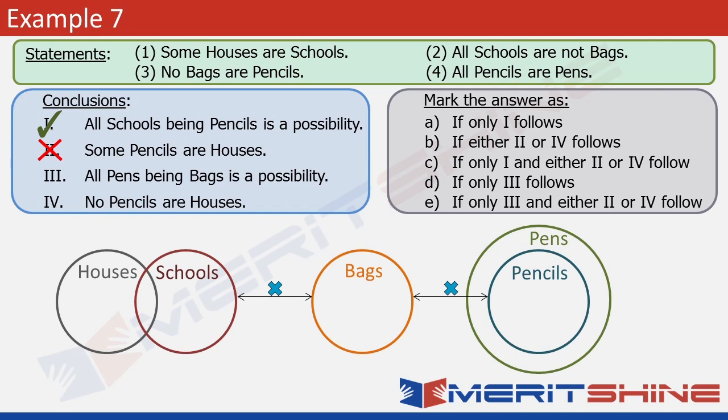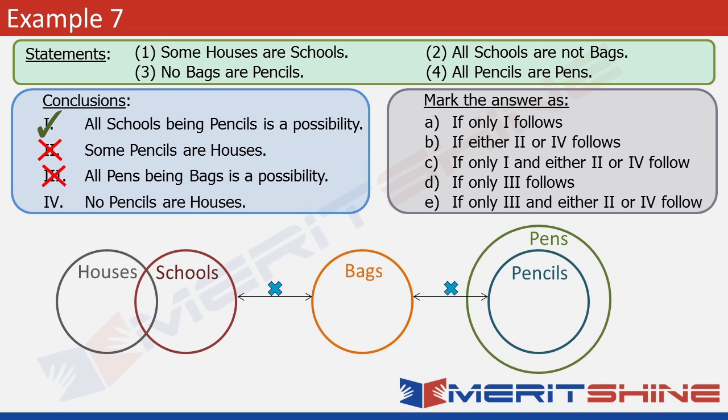Simple. Conclusion 3. All pens being bags is a possibility. We can see from the figure that bags and pencils are disjoint sets. And since all the pencils are contained within pens, there will be some pens that will be pencils. Now these pens that are pencils can never be bags. That means that all pens can never be bags. There will always be some pens that are pencils that cannot be bags. Okay, so this conclusion does not follow.